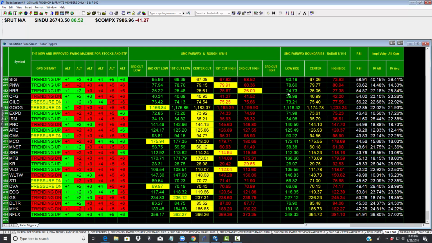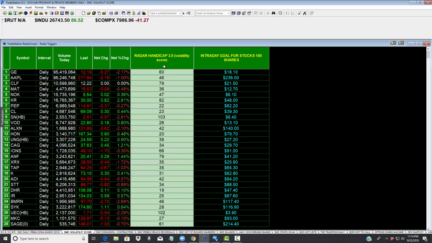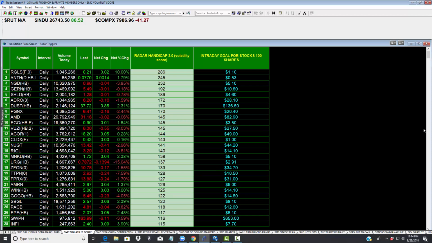Predictive resistance levels, out of bounds markers. We also give you RSI and implied volatility. But that's not all that we give you. We go through the Dow and what we call the prima donnas. We will also give you something we call the volatility score, where we take some of the lowest priced stocks and force rank them for the highest volatility.